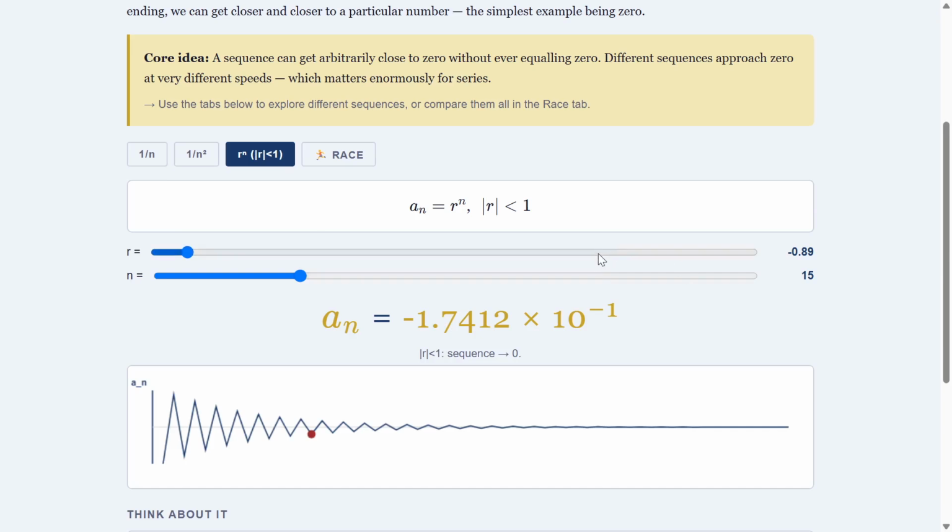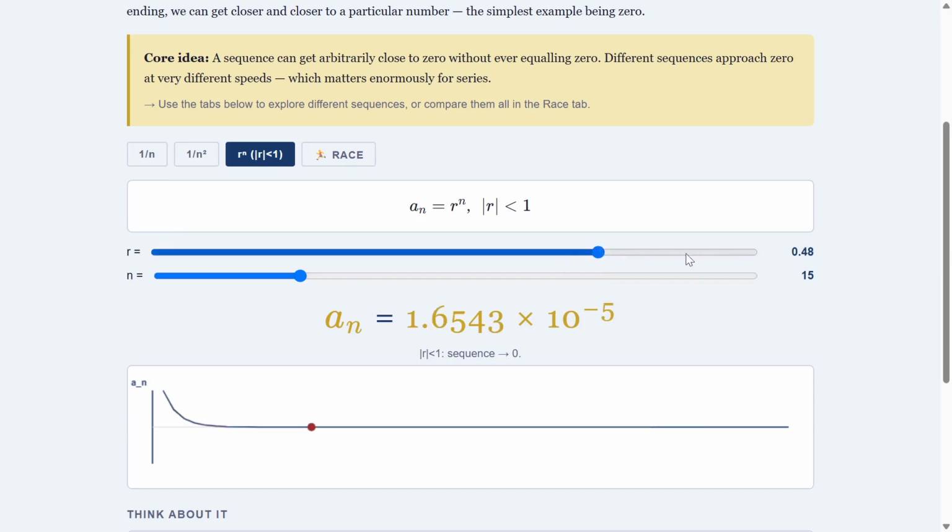Now let's set r to say 0.48. So it's positive, but its size is less than 1. n is 1, so 0.48 to the 1 is 4.8 times 10 to the minus 1. Now, as n increases, the power increases, the value of r to the n is getting smaller.